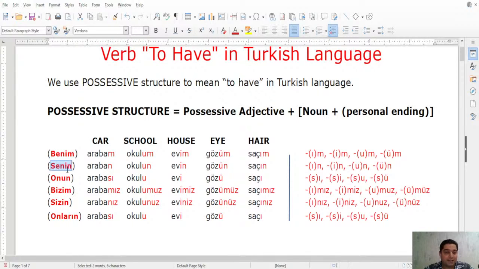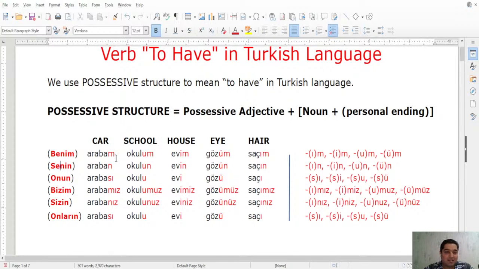Similarly, you can omit senin because araban, the last n here, already implies senin. Okay, and that goes in a similar way for other pronouns, right? Possessive adjectives, same. So how do we attach this? We have possessive adjectives as the first part. That's not changing. It's stable. It's fixed, right? Benim, senin, onun, they are fixed.